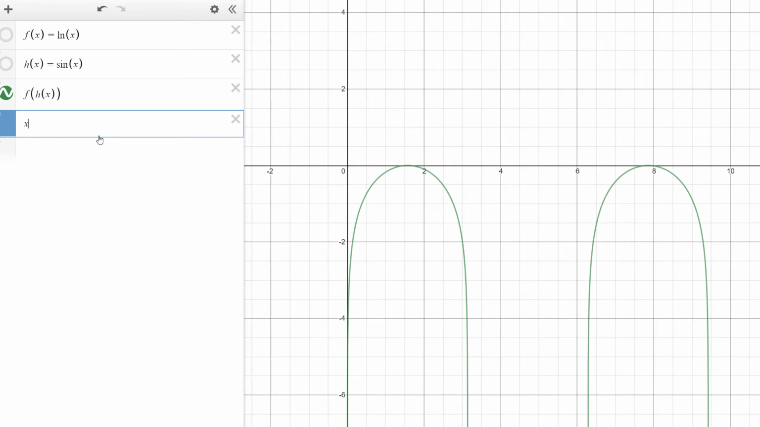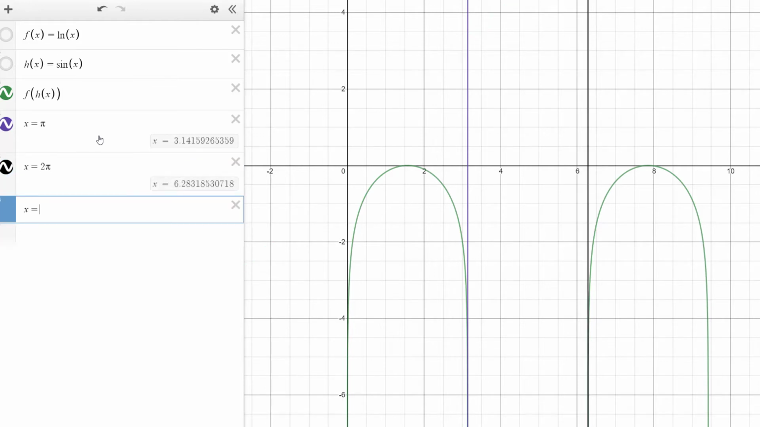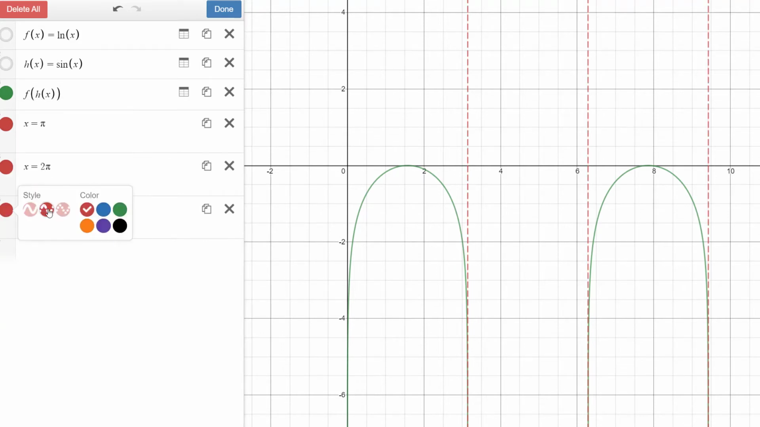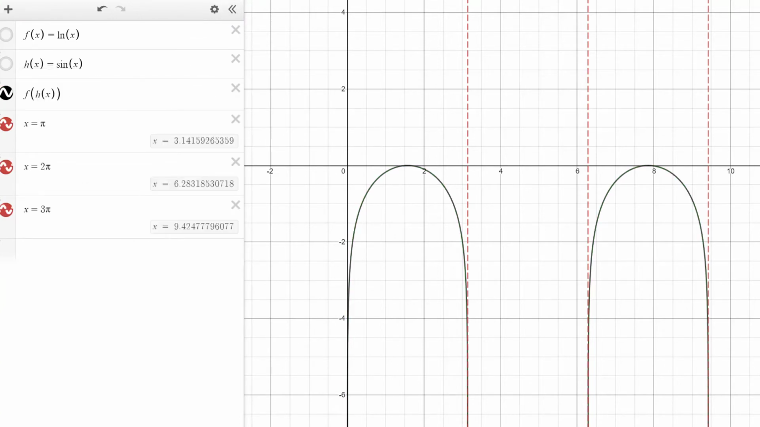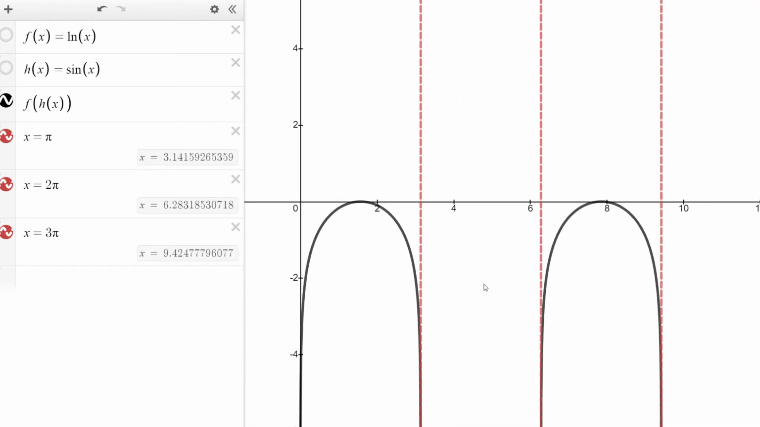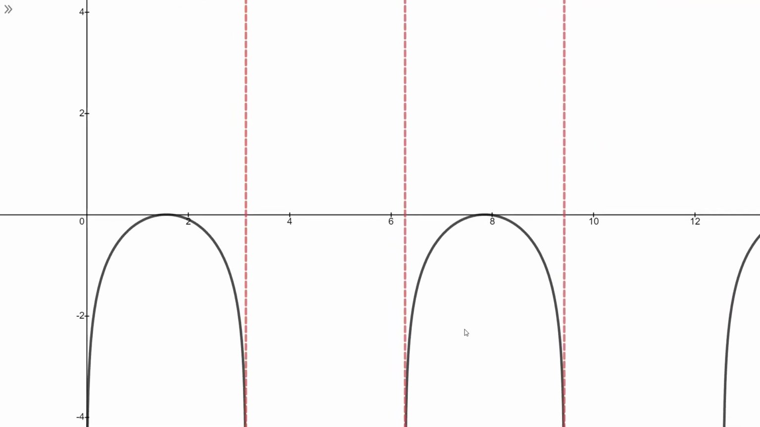And if I were to draw vertical asymptotes at x equals pi, and x equals 2 pi, and x equals 3 pi, and I like to really color my asymptotes red, so I'm going to go ahead and do that. And I also like to make them dash-dotted. And I like this function to be black. And I really, really dislike having the grid on there. You now see that we have the actual graph that I just did.